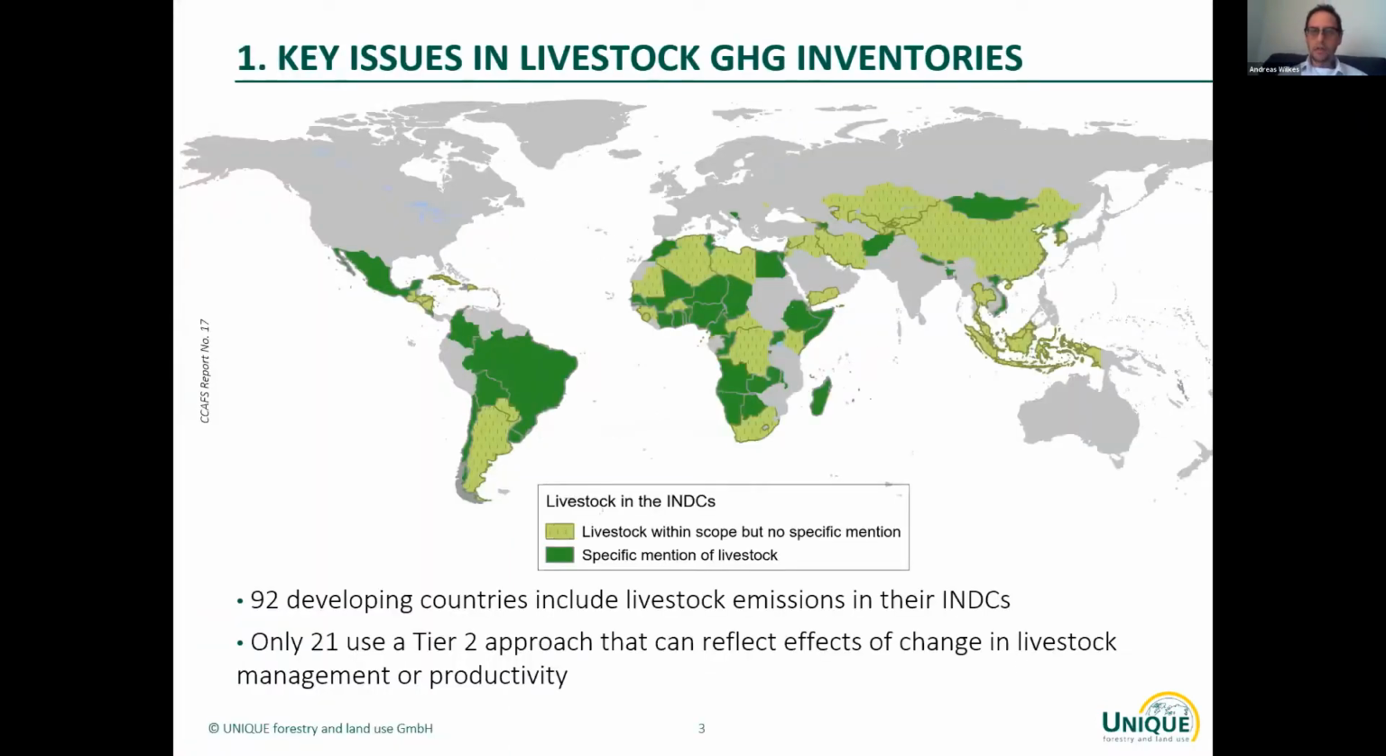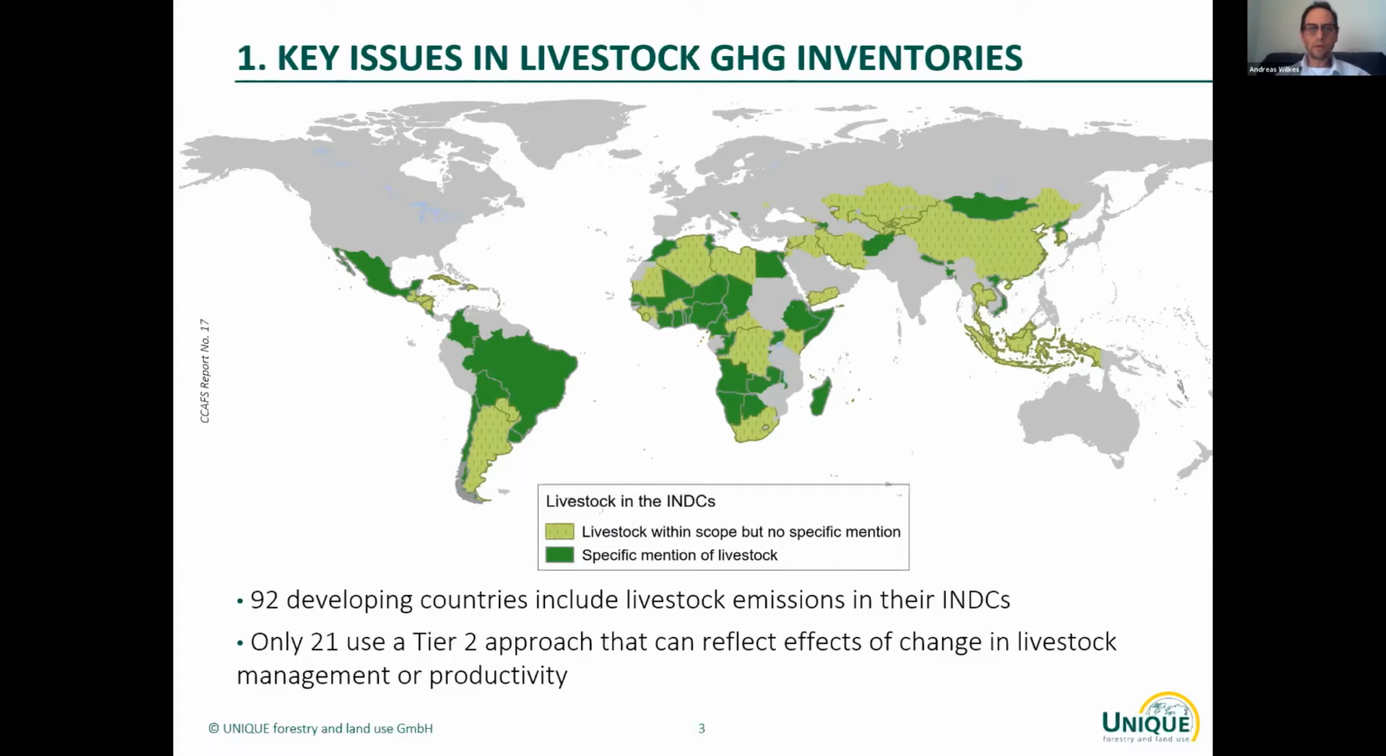In terms of Tier 2, you can see the relevance really from countries' commitments in their nationally determined contributions. In the first round of NDCs, there were 92 countries that included livestock emissions, either specifically mentioning some livestock mitigation actions or generally including it in the scope of agriculture, forestry, and other land use. But only 21 of those countries have a Tier 2 approach that is able to reflect the effects of change in livestock management or productivity on greenhouse gas emissions. So there's a big gap between the ambition and the ability of GHG inventories to track change in line with that ambition.